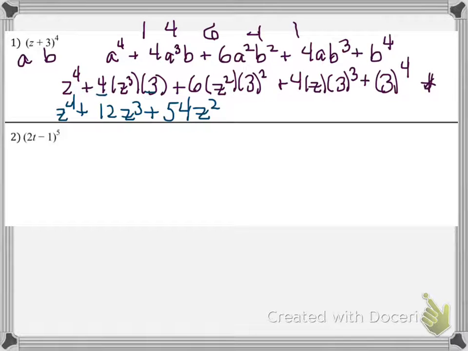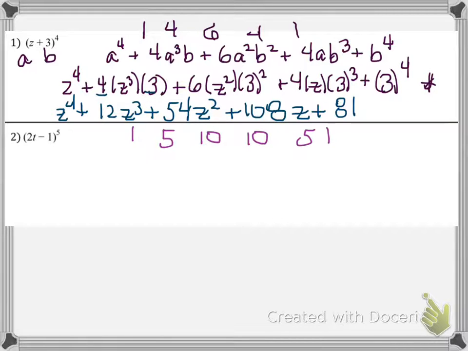Then we have 27, 3 cubed is 27, times 4, which is a positive 108z, plus 3 to the 4th, that is 81. All right, so that's that example. Now in this other example, we do the same thing. Now we're looking at 1, 5, 10, 10, 5, 1 as our coefficients.